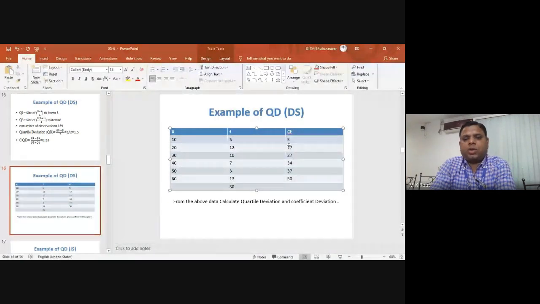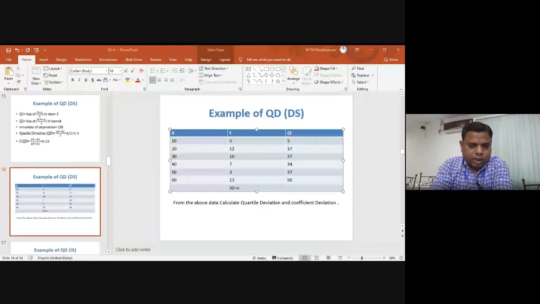And their respective cumulative frequency is 5. 5 plus 12, that is 17. 17 plus 10, that is 27. 27 plus 7, that is 34. 34 plus 3, that is 37. And 37 plus 13, that is 50. So you got the value of n here. Calculate the value of Q1 and Q3. Then proceed for calculation of quartile deviation. I will call your name one by one.